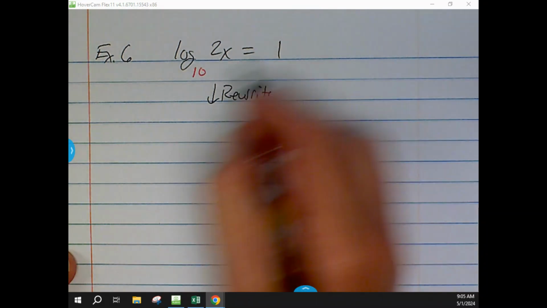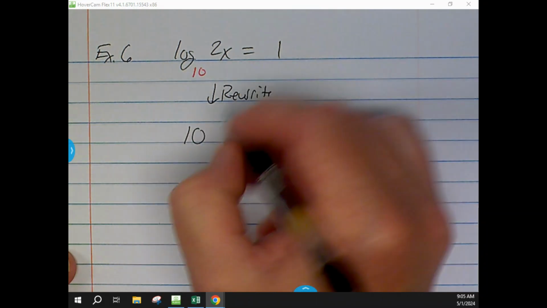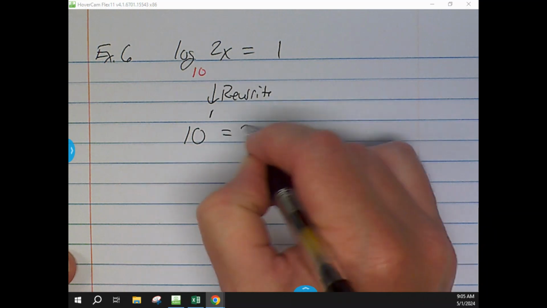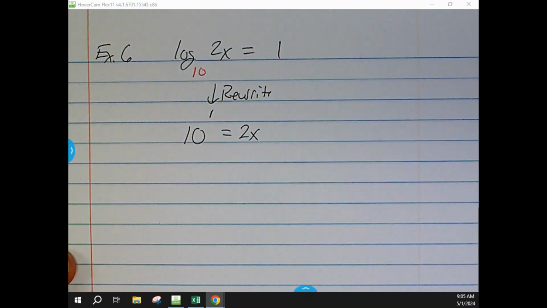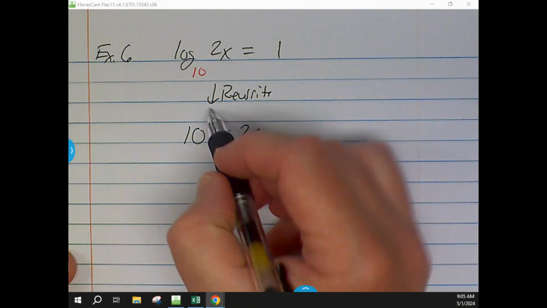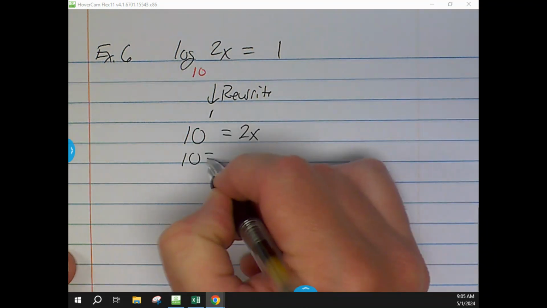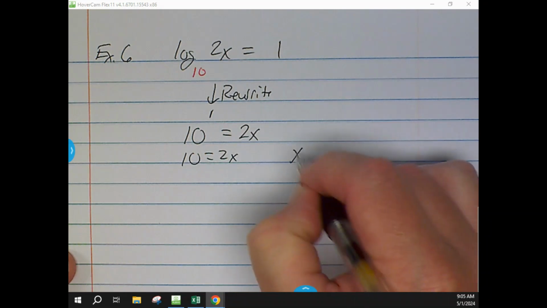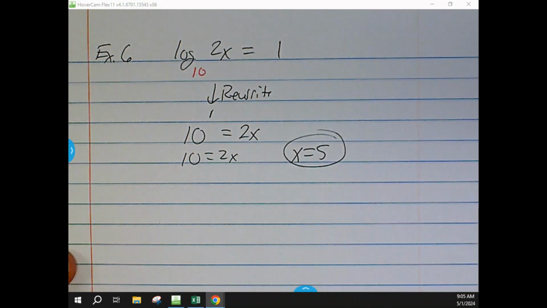So if we rewrite in exponential form, that's 10 to the first power equals 2x. Well, 10 to the first power is just 10. And if 10 equals 2x, then we know that x equals 5. And hopefully you're going, well, that's not bad. Okay.